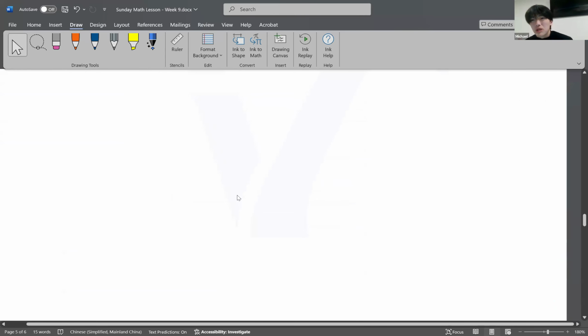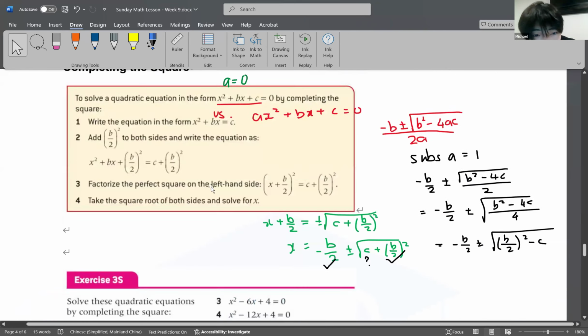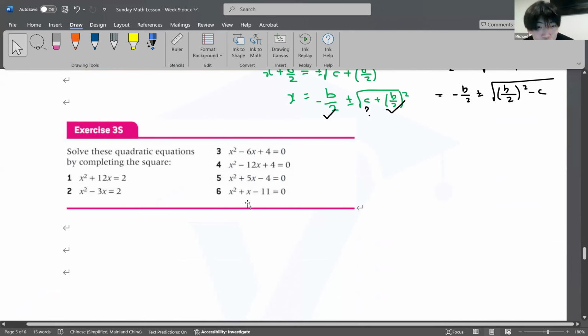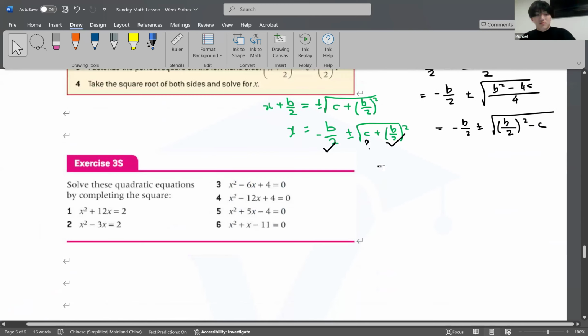Before we move on to complete the square, is there anything you guys want to ask? Any questions? No. All right, cool. We only have 10 minutes, but we can do some completing the square practice. Do 1, 2, 3, 4, 5, 6, please. Then I'll spend the last maybe 3 minutes going through the answers. If there are any questions, ask me, okay?